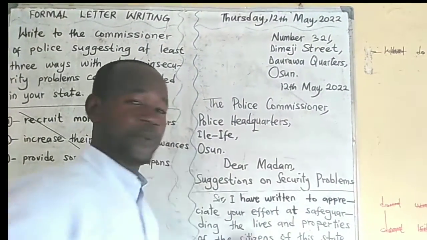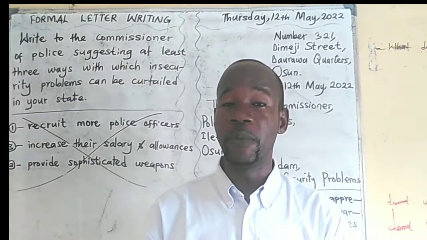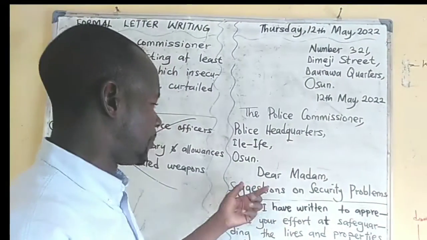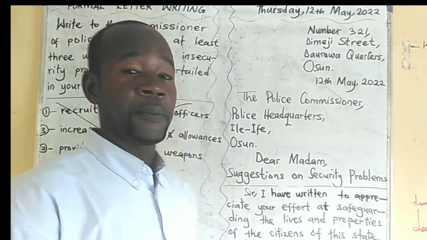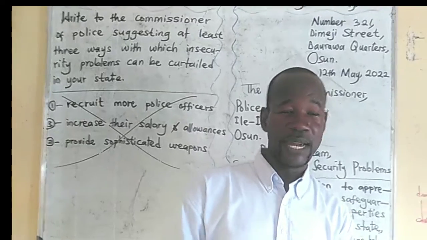Okay, dear madam. Please do not say madam and do not write dear ma. Ma is informal word for madam. Okay, so you write dear madam. As you can see on the board, capital D in dear, capital M in madam, and a comma at the end. But if you assume that the commissioner is a man, then you write dear sir.